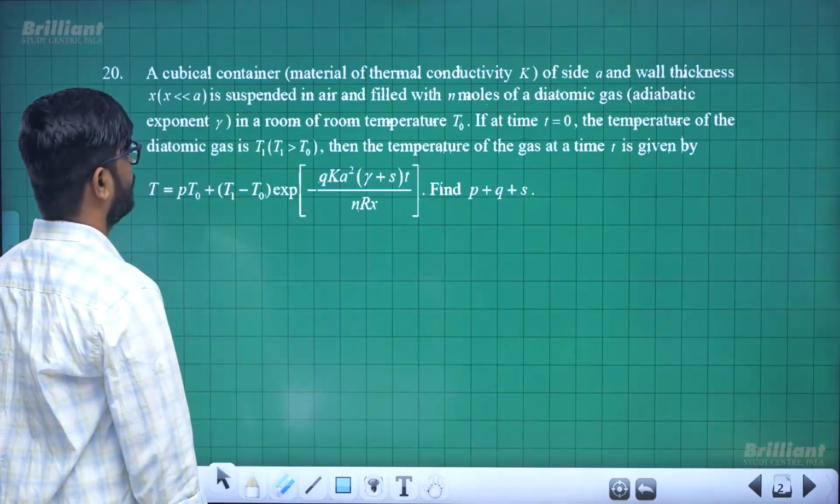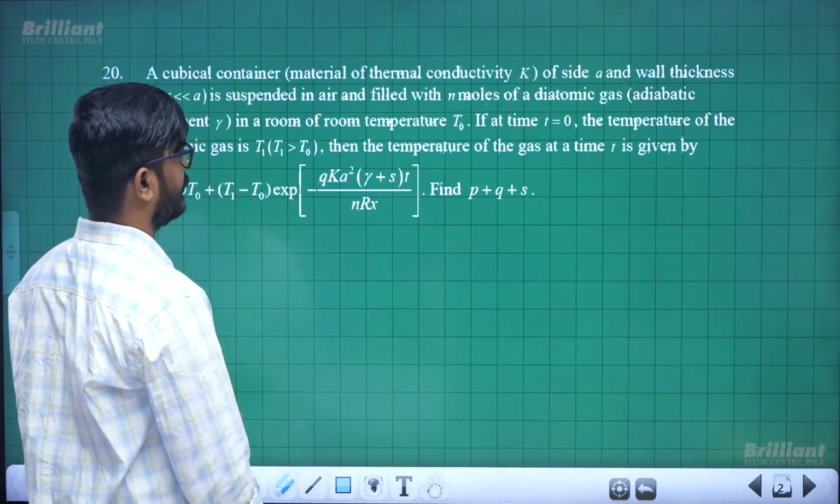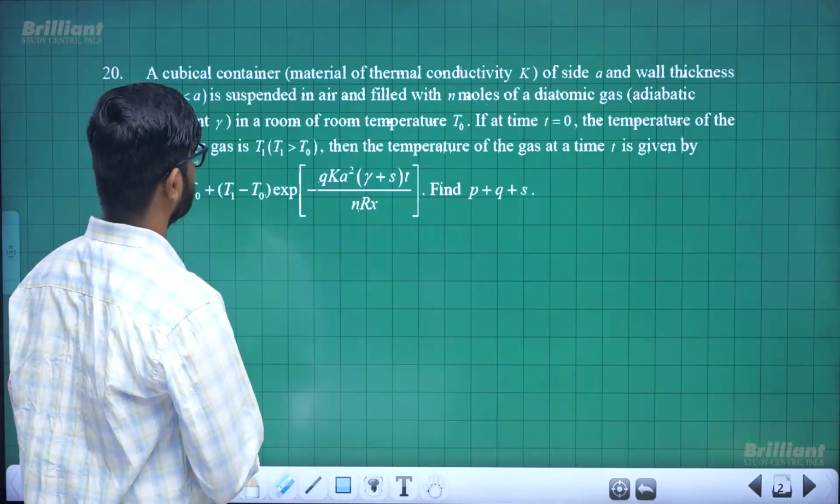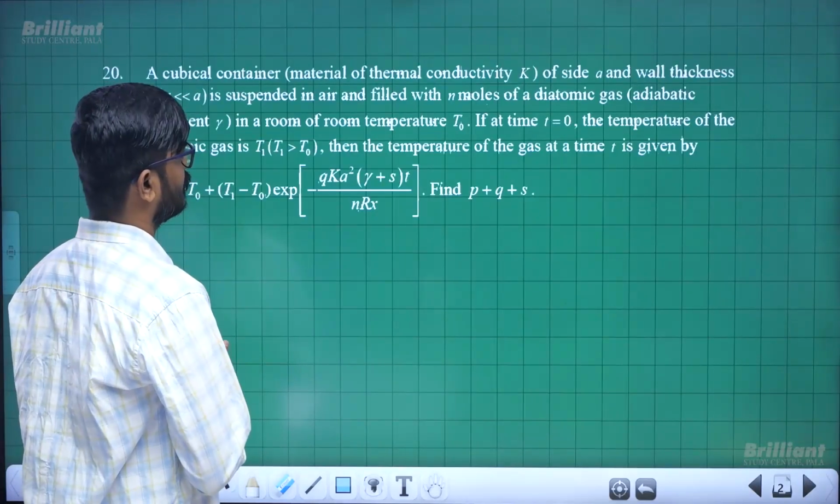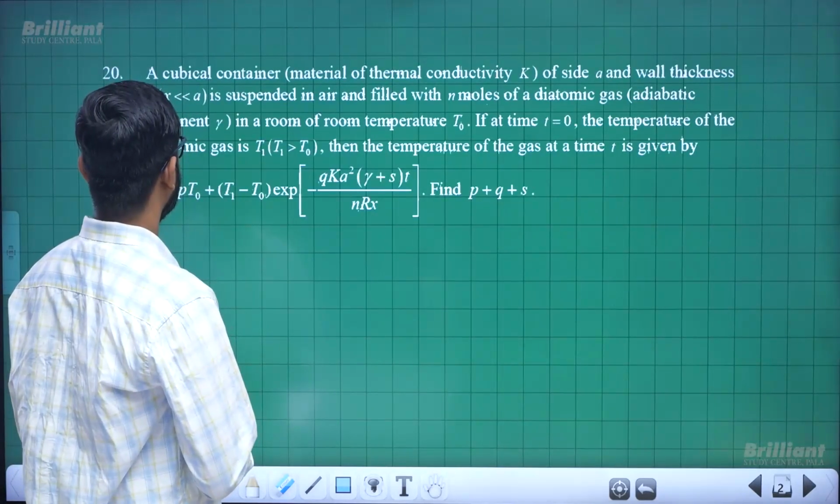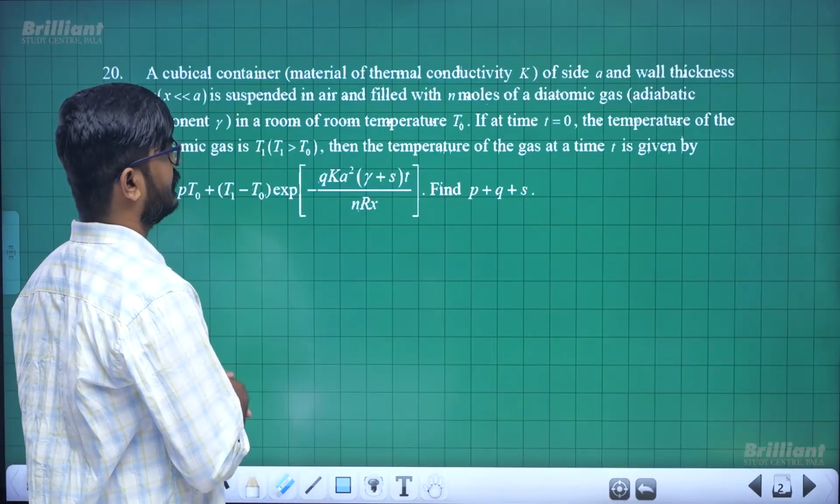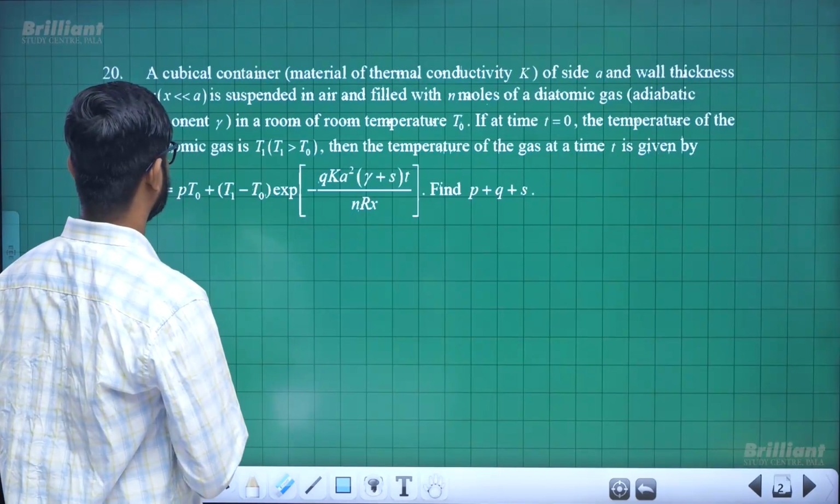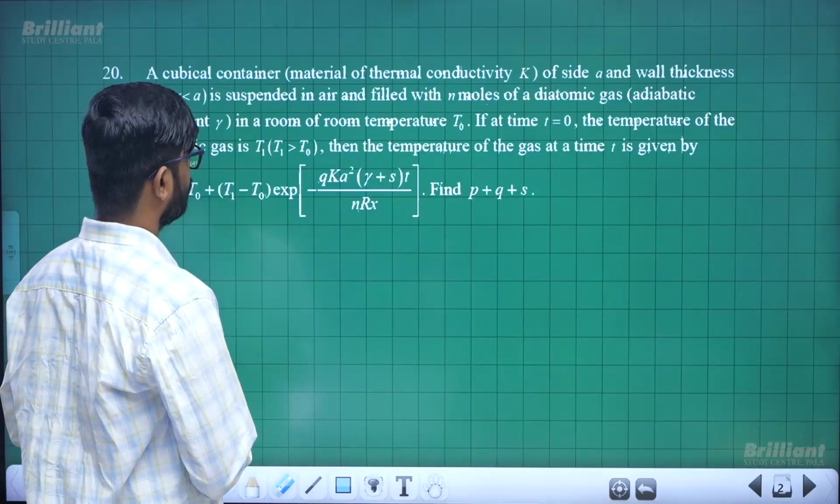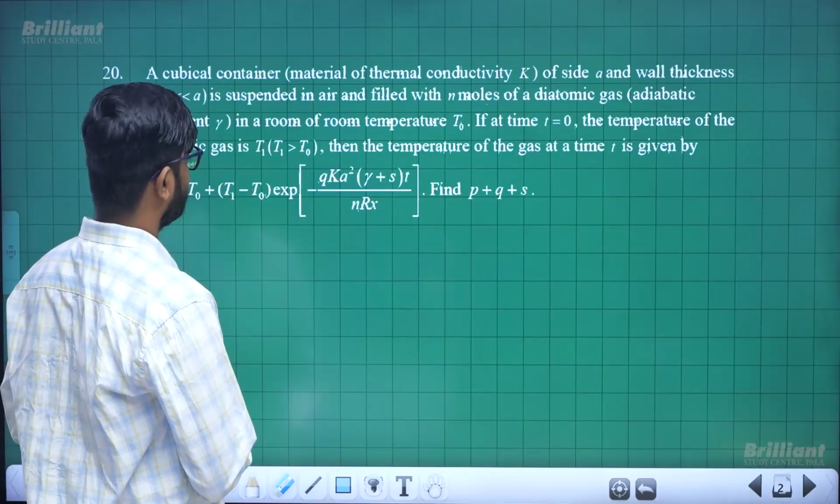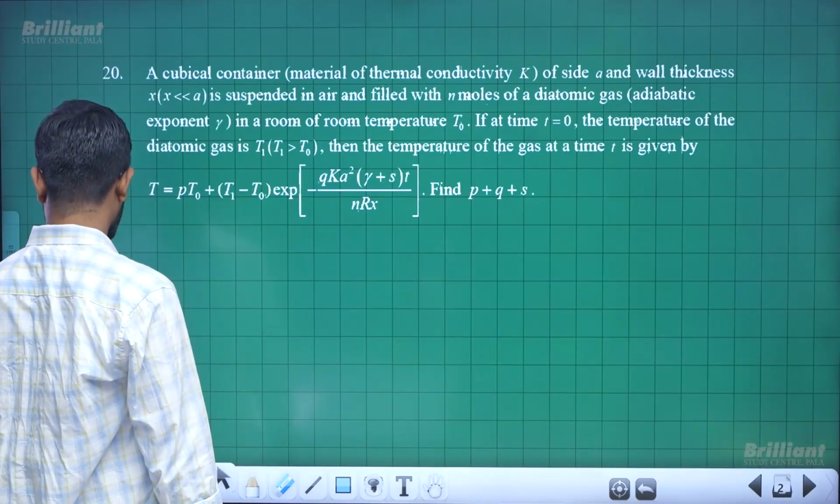A cubical container, of material of thermal conductivity K, side A and thickness x, is suspended in air and filled with n moles of diatomic gas. The adiabatic exponent is gamma, in a room at temperature T0. If at time t equals 0 the temperature of the diatomic gas is T1, then the temperature of the gas at any time is given by.